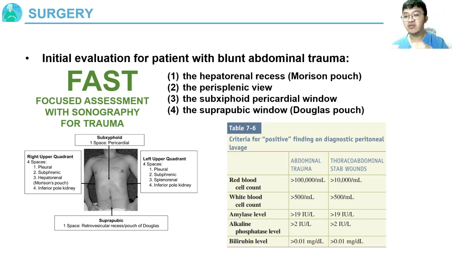So again, before they've used DPL, however, it's very invasive, so now we've used FAST. A positive FAST in the setting of hemodynamic instability with injuries to the abdomen, with signs of peritonitis, would incline the surgeon to bring the patient to the OR immediately, not do further workup. However, if you have a positive FAST without the signs as previously mentioned, or a negative FAST but still equivocal, at a time you can still proceed to abdominal CT scan.